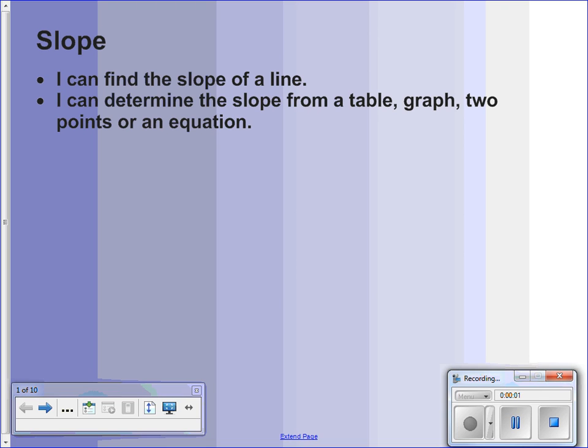In this lesson, we'll be discussing slope. At the end of the lesson, you should be able to find the slope of a line and determine the slope from a graph, a table, 2 points, or an equation.